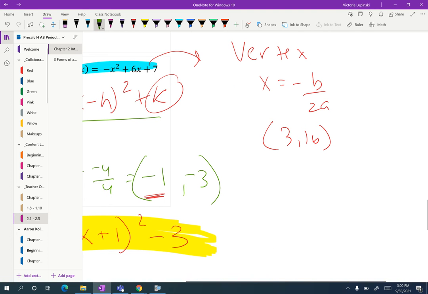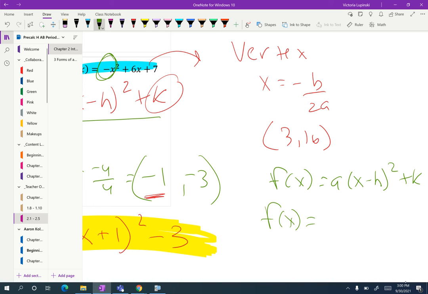You're going to go ahead and start with a fresh copy of vertex form. And again, whether you use f of x or y, it doesn't matter. Whatever the a value of the original problem was, you're going to go ahead and snag it. So a is equal to -1. Then you have a quantity squared. It's always going to be x minus h, so x minus 3 squared plus 16. So going from standard form to vertex form, find the vertex, keep the a the same.